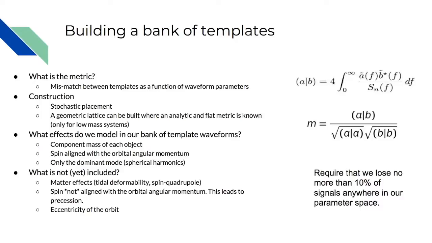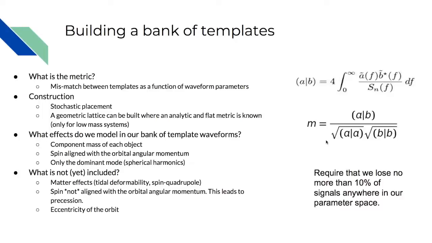And we can measure how far templates are apart using what we call the match. This is an equation. Feel free to talk to me about it later. But essentially, it's a kind of inner product that tells us how close two waveforms are to each other. It does depend on the noise curve itself, but it will tell us how similar two waveforms are, and that will tell us how we have to place them so we get the right density.